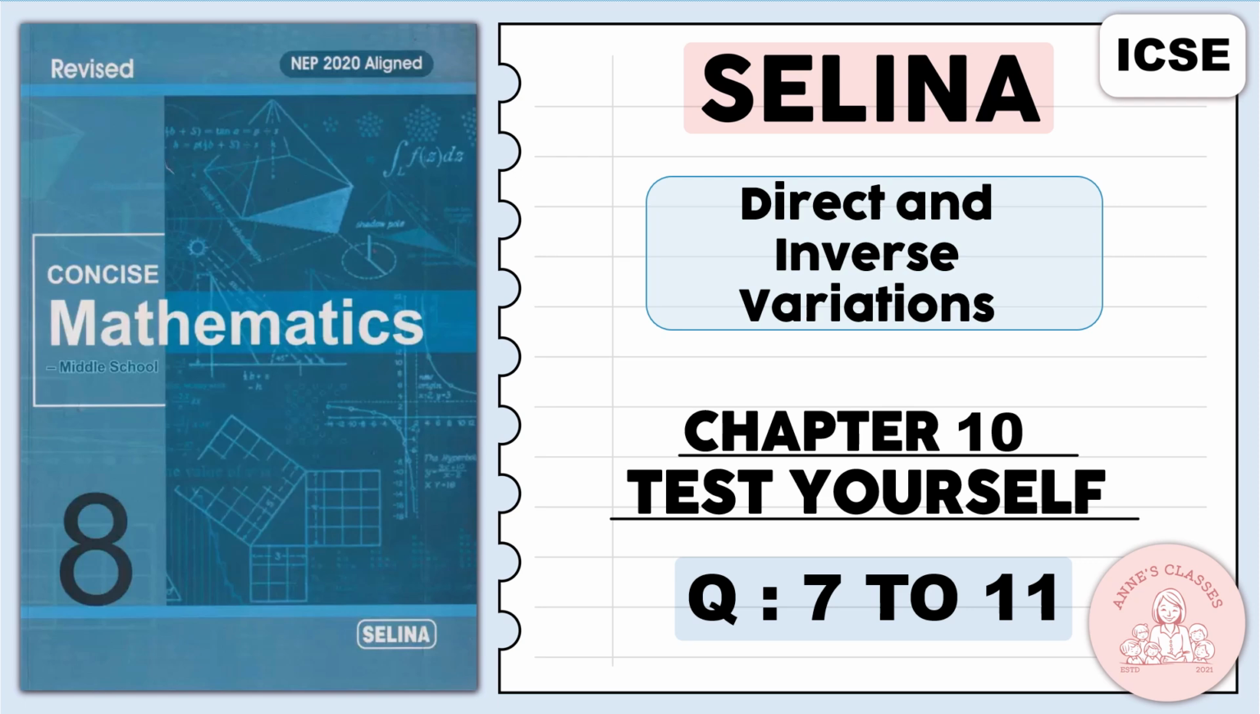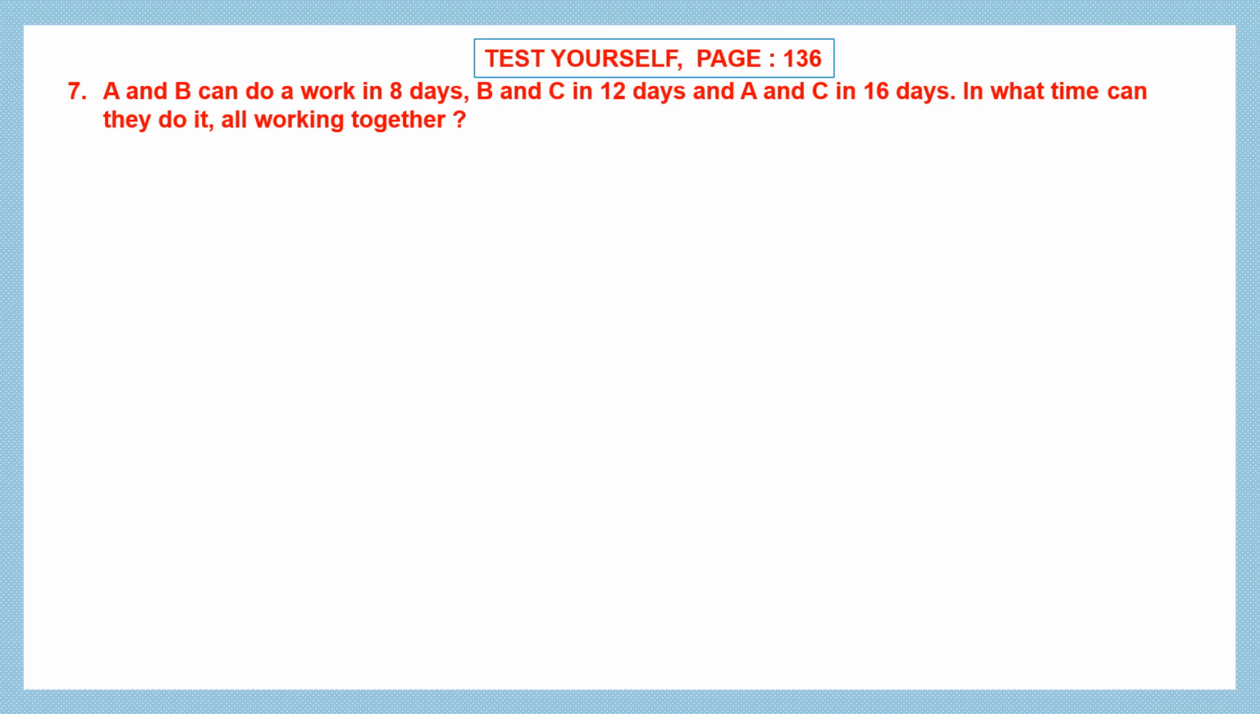Let's do direct and inverse variations, chapter 10, test yourself. Page 136, question 7. A and B can do a work in 8 days, B and C in 12 days, and A and C in 16 days. In what time can they do it all working together?